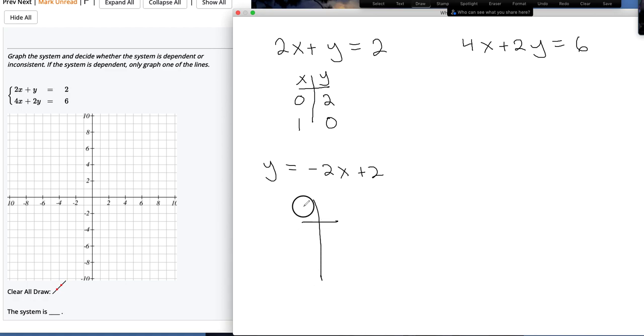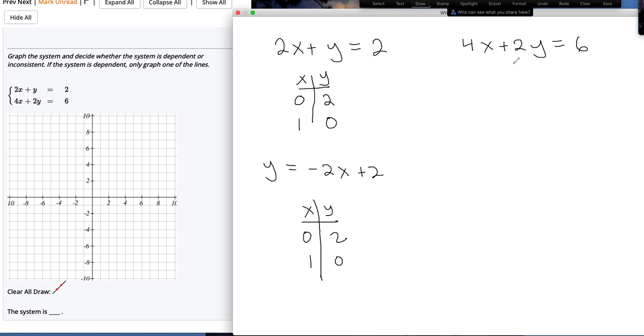Or if you don't love that, make a t-table like this and pick a couple of easy values for x. When x is 0, negative 2 times 0 is 0, plus 2 would make 2. There's the same one we got up here. And then pick x is 1 because it's easy, and that happens to be the next one right here. So when x is 1, negative 2 plus 2 makes 0. So I ended up with the exact same table. It's just whether or not I wanted to rearrange the equation.